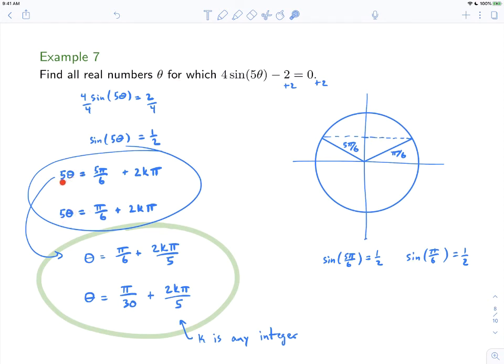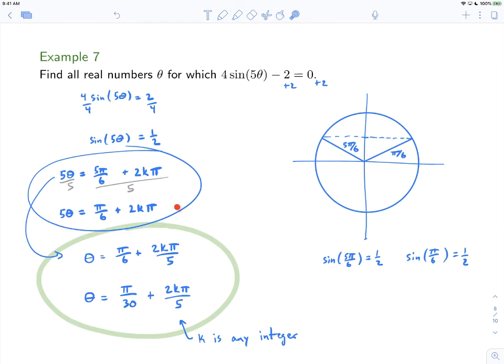So you just divide everything by 5. If you divide 5 theta by 5, you get theta. If you divide 5 pi over 6 by 5, you get pi over 6. But you also have to divide 2k pi by 5. So we're dividing both sides of this equation by 5. So that means you have to divide everything by 5, and that includes the 2k pi. So you divide the 2k pi by 5, and that's where this 2k pi over 5 comes from.